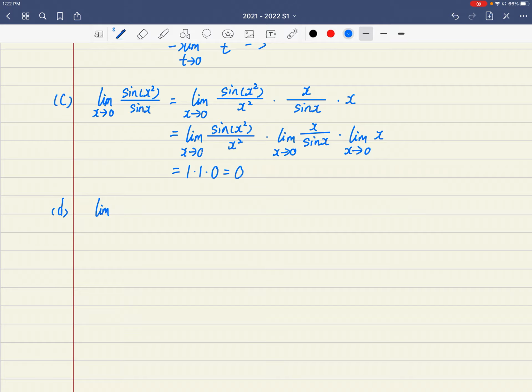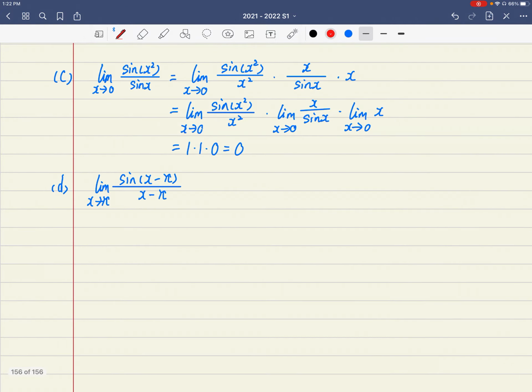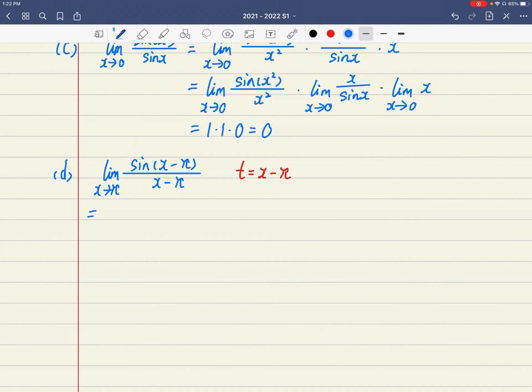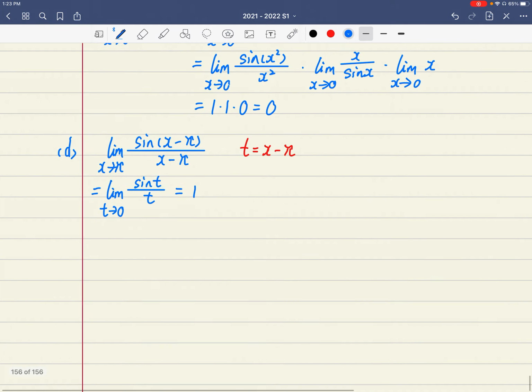Part D, the limit as x is approaching pi of sine of x minus pi over x minus pi. Again, you can let t be x minus pi. So as x is approaching pi, t is approaching 0. Sine of x minus pi is sine t, and x minus pi on the bottom is also t. So it's sine t over t when t is approaching 0, which is also 1.